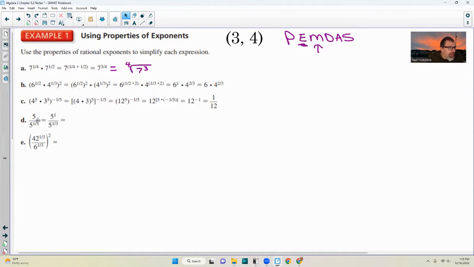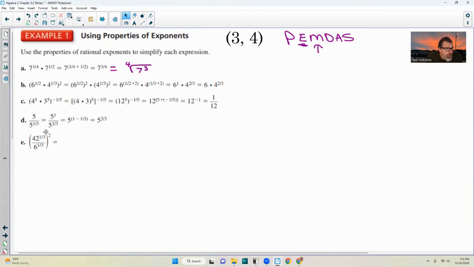Okay, so now we have 5 over 5 to the 1/3 equals 5 to the 1 divided by 5 to the 1/3. So all we did in this step here was put a 1 where you don't see anything. Now the rule says when you have the bases that are the same and you're dividing, you subtract your exponents. So it's 5 to the 1 minus 1/3. Well, that's 5 to the 2/3. And that's it, we're done.